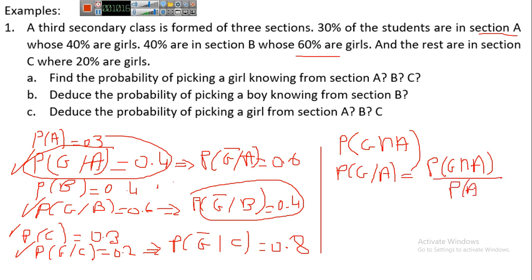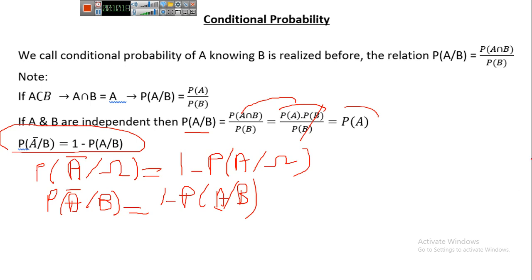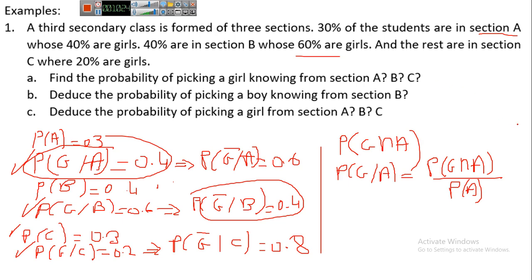Let us go up. Here, probability of A knowing B is P of A intersecting B over P of B. So for girls, I want girls and from section A. So P of girl intersection A will be P of girl knowing A, which we have as 0.4, times P of A, which is 0.3.